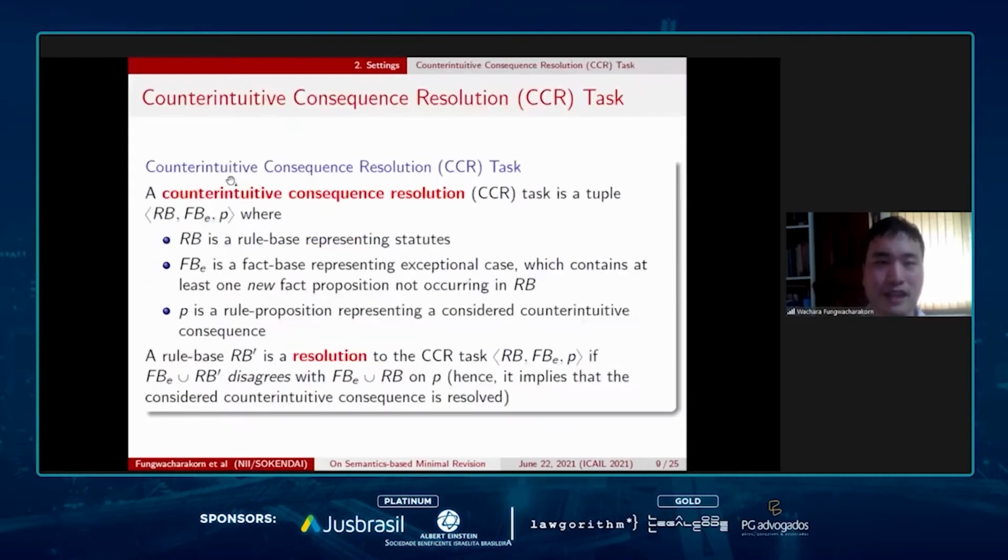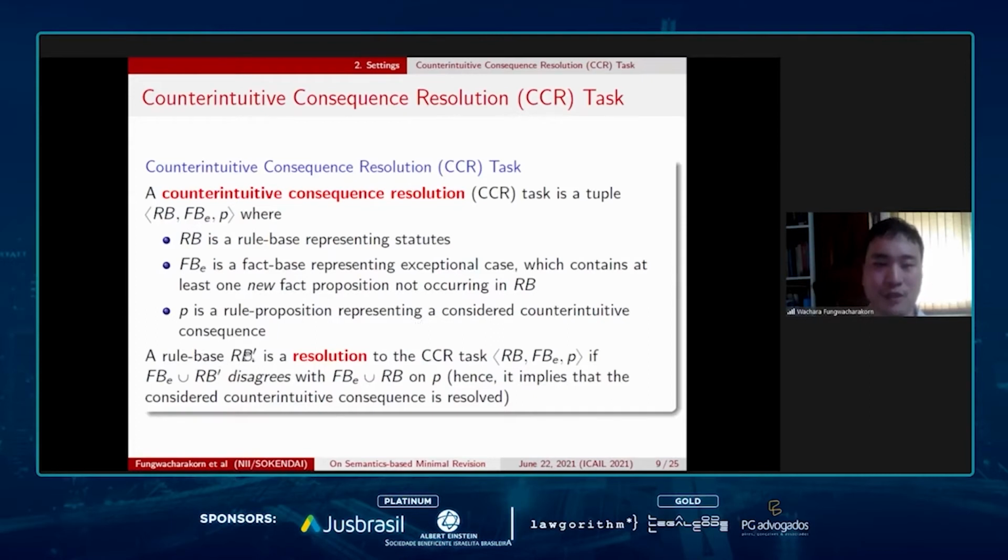So now we can formalize the counterintuitive consequence resolution task, or CCR task in short, which is the tuple of RB, FBE, and P, where RB is a rule base representing statutes, and FBE is a fact base representing an exceptional case, which contains at least one new fact proposition not occurring in RB. P is a rule proposition representing the considered counterintuitive consequence.